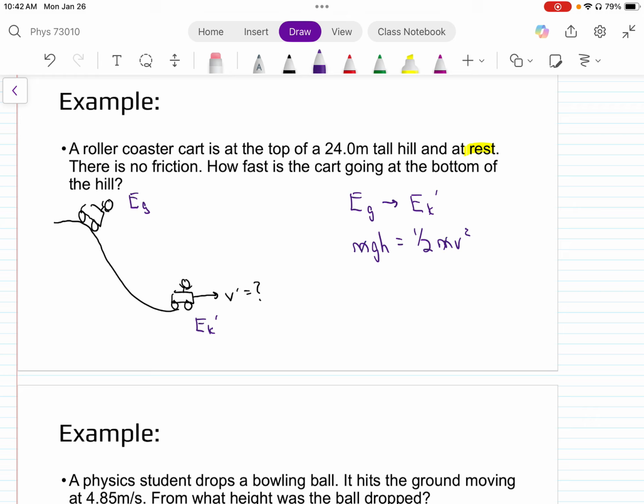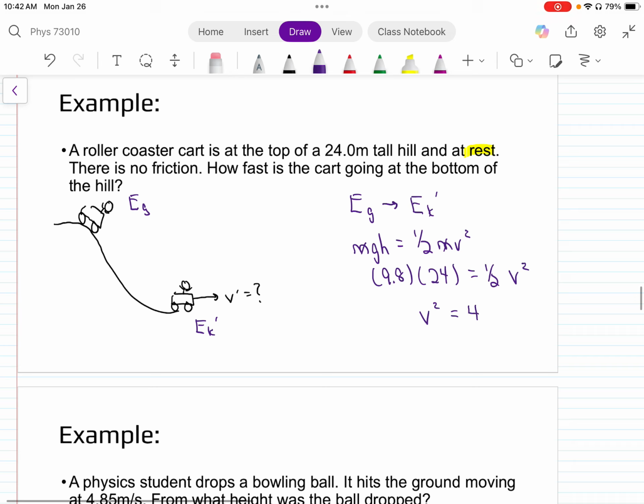The m's cancel out again. Another plug and chug, just this time we have different numbers. 9.8 times the height I made up, 24, equals 1/2 v squared. Gonna need a calculator for this one. 9.8 times 24, whatever that number is. Then we gotta double it. 9.8 is pretty close to 10, so it's gonna be like 10 times 48.